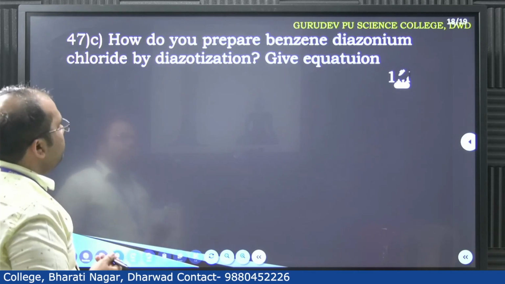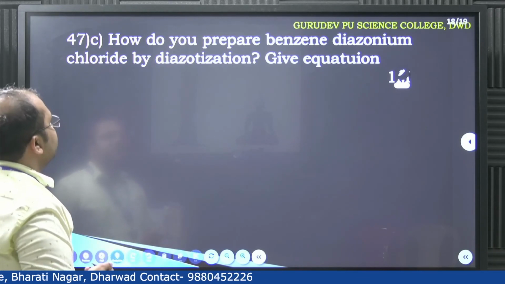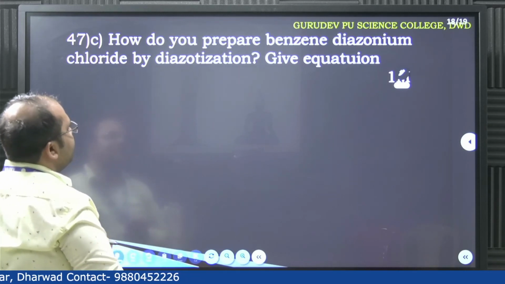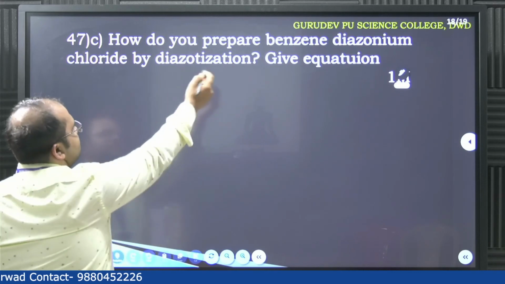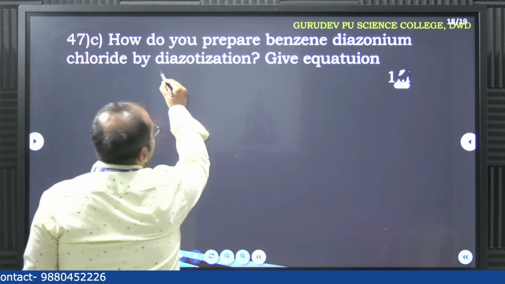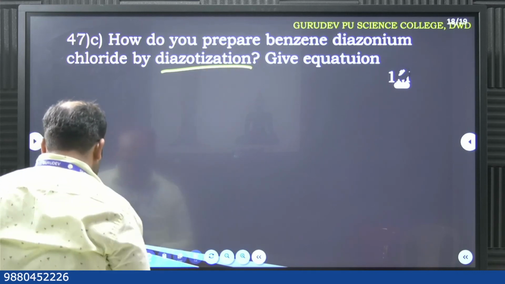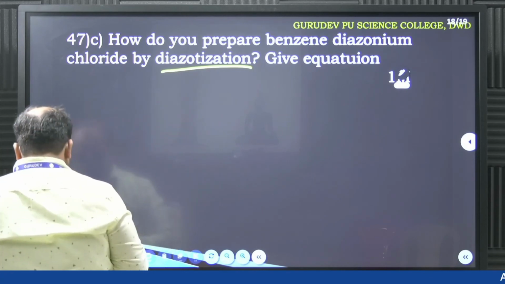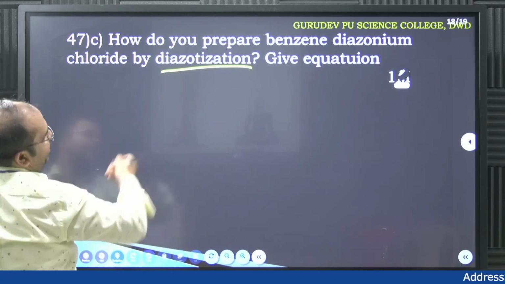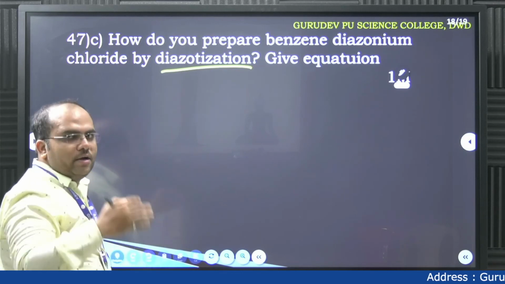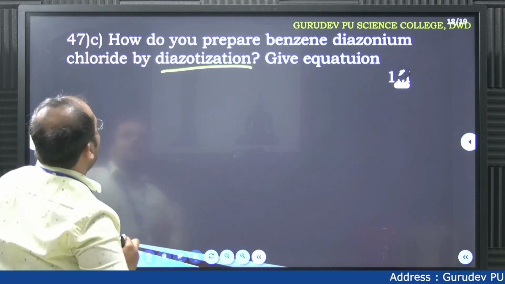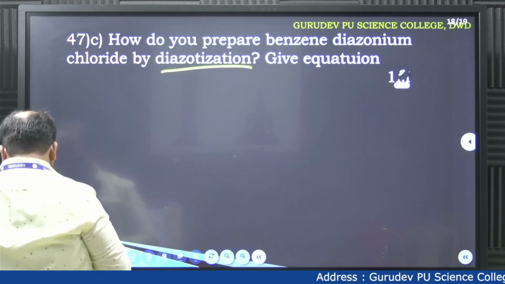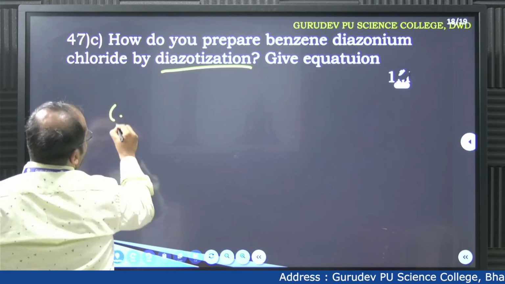How do you prepare benzene diazonium chloride by diazotization? Give the equation for this. My dear all, what is diazotization? It is the conversion of a primary aromatic amine into the diazonium salt. So the target is the preparation of benzene diazonium chloride.